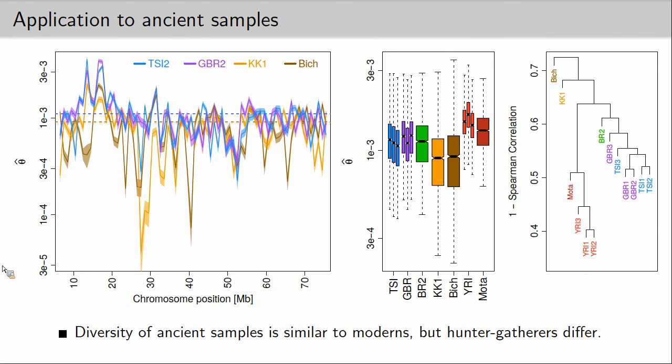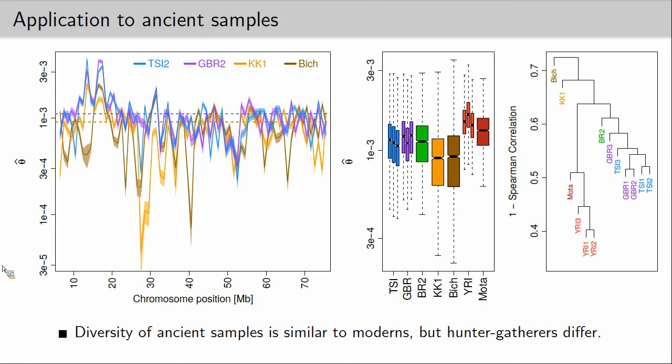Okay? We can then ask how correlated the distributions of diversity in the genome are. If we just go along the genome and have the trace that I show here in the first picture, and we then do a correlation among that, here is a Spearman correlation, and then we try to get the pairwise correlations, shown here as a tree. What we see is that all the modern African samples and the modern European samples cluster together quite nicely.